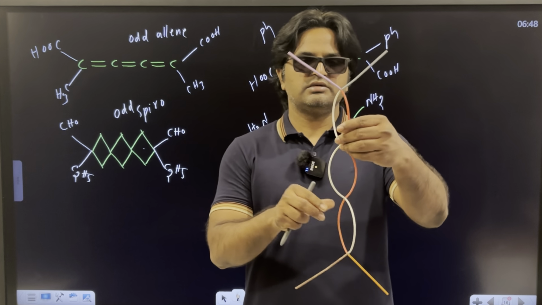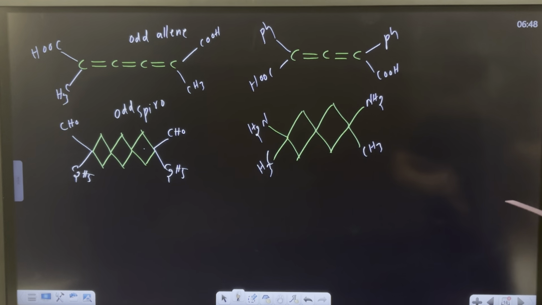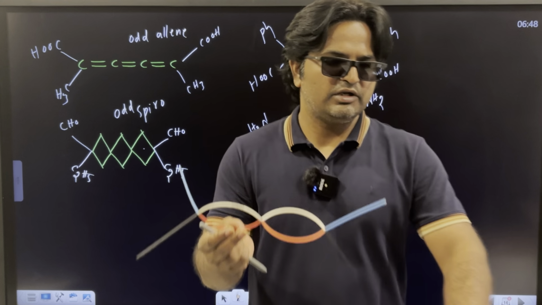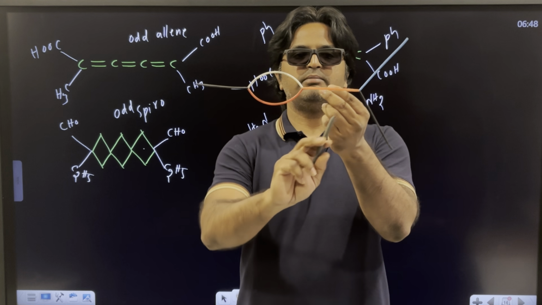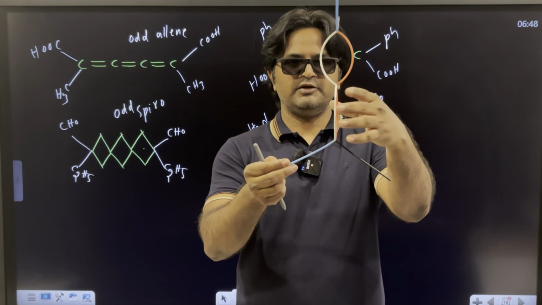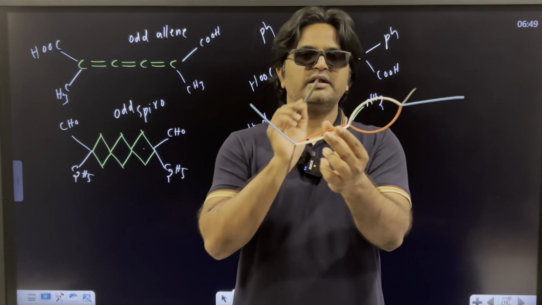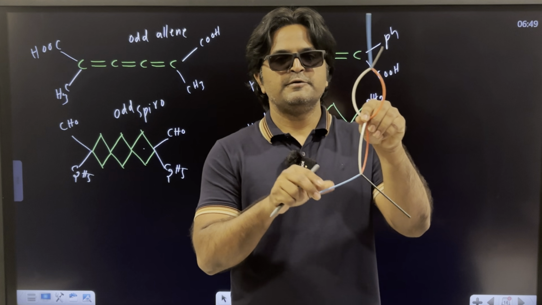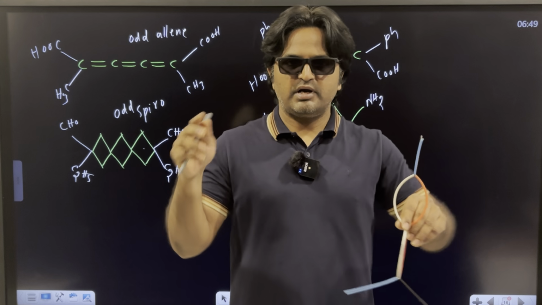Just look at this, this is our odd allene system. This is the even allene and this one is the odd allene. First look at this even allene molecule: left carbon, middle carbon and right carbon atom. Conveniently I am holding this molecule. What are the conditions for geometrical isomerism? Restricted rotation and proper substitution.